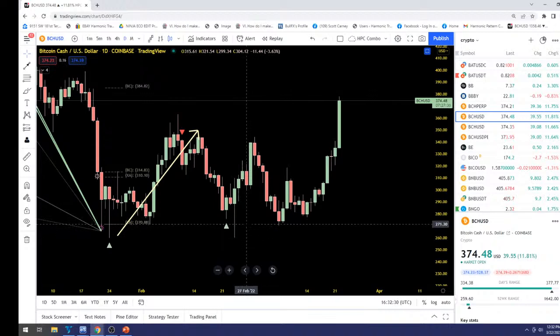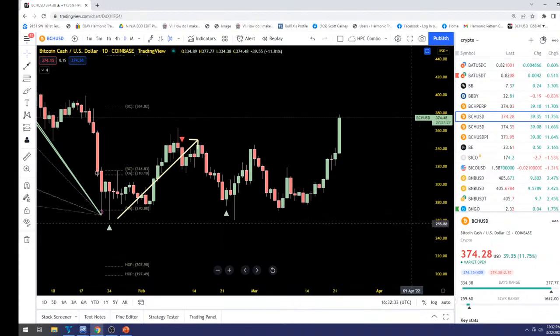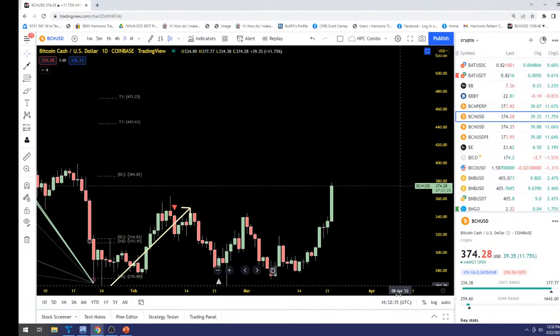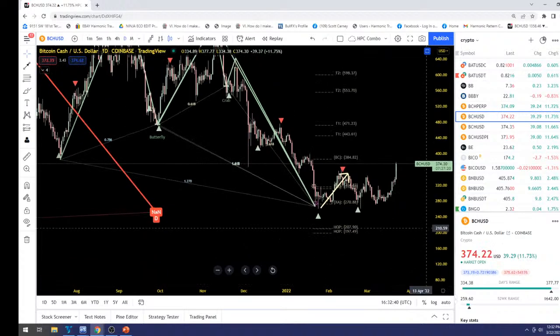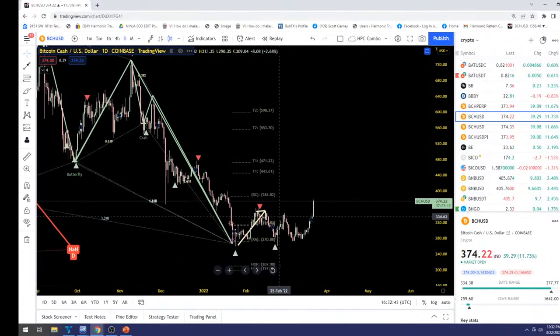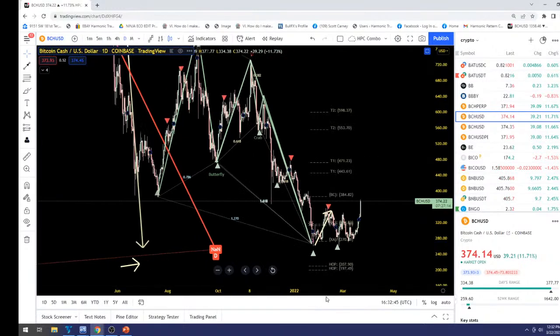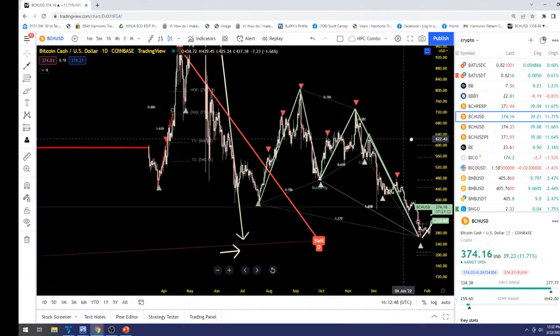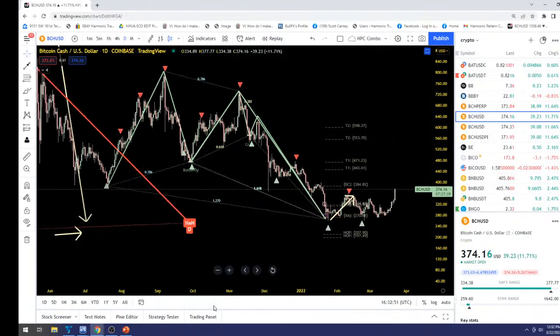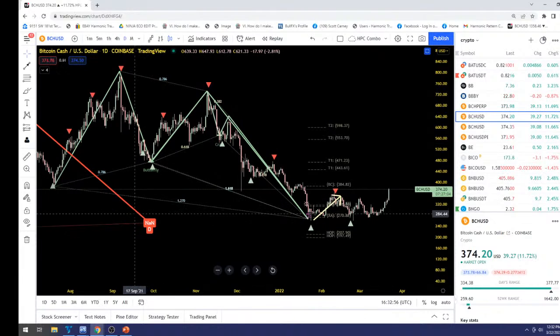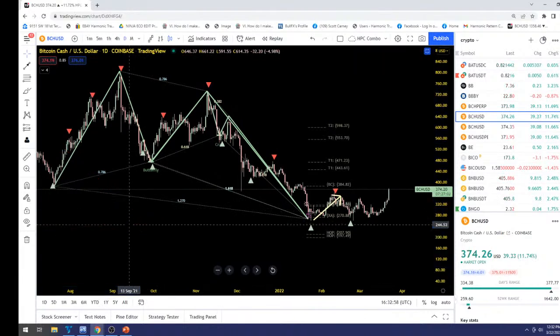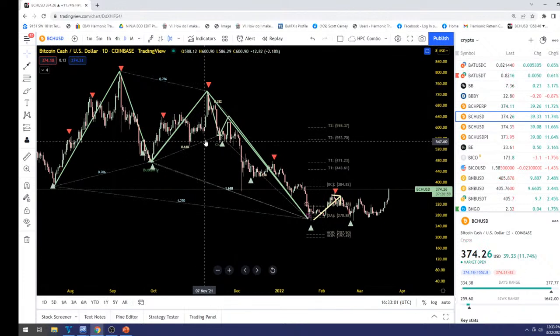Came back to XA level at 270 and we've been up 100 now. Target 1 is at 443, and I think that's a pretty good number to target. Oh, look, check it out. You have two patterns here, folks. So Bitcoin Cash has a big butterfly, and then you've got a smaller crab pattern in the BC leg. Keep an eye on that one.